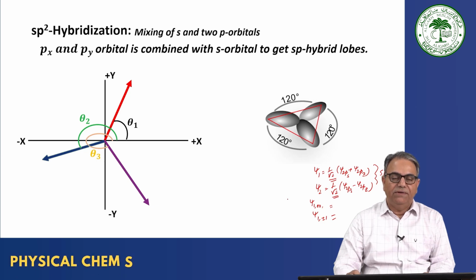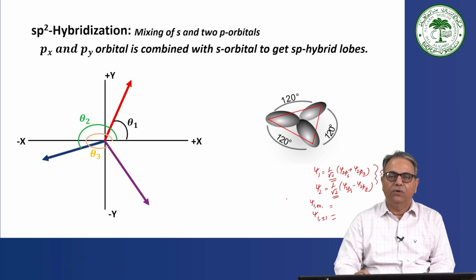Now in this module we will talk about sp2 hybridization, which is formed by mixing of one s and two p orbitals. As you know from your 10th standard, when sp2 hybridization takes place we get three hybrid lobes, oriented in a single plane, making an angle of 120 degrees with each other. The structure is called a triangular planar structure.